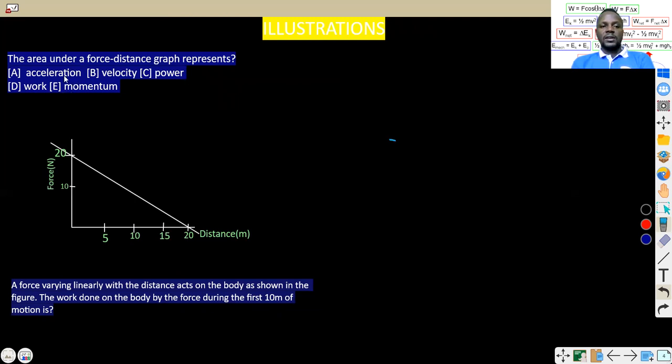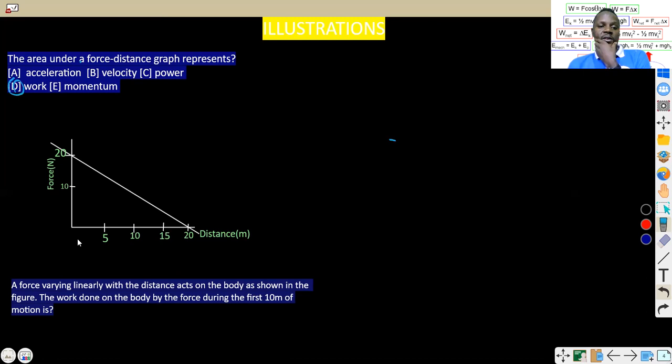Now to understand this critically, we can say the area under a force distance graph represents dash. Now, from what we have studied, we said area under the curve for force distance or force displacement is what? Work done. So we have said this one directly, and I think this is very easy for us to pick.